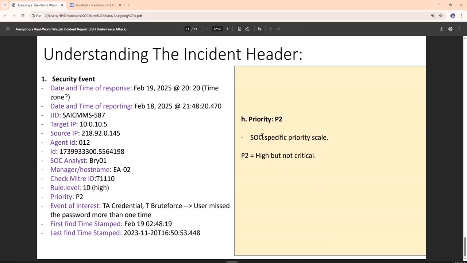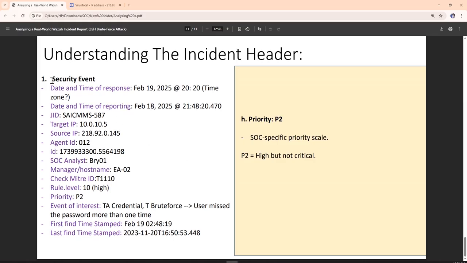Then the last but not the least is the priority, the SOC priority level, P2. There are more priority listings on the platform, but as you go on, you will find out that all of them are in priority scales. So Wazuh can tell you P2. When you look at the P2, you find out that it is a high one. It can be P1, it can also be P3, P4. By the time you look into the platform, you see how this affects.